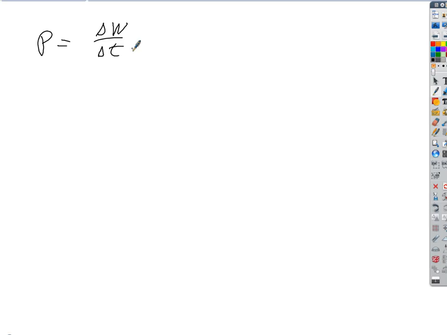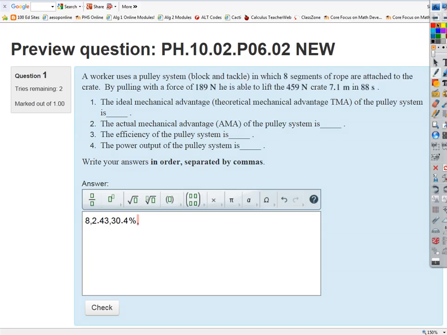So then what's our answer going to be? How are we going to get our answer here? How much work is done? Output force times distance divided by time. So output work, which is just going to be 459 newtons times 7.1 meters. That's how much work we did. Divided by 88 seconds is going to give us the power output. And what is it?